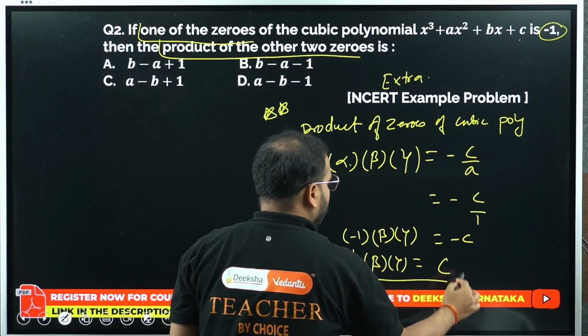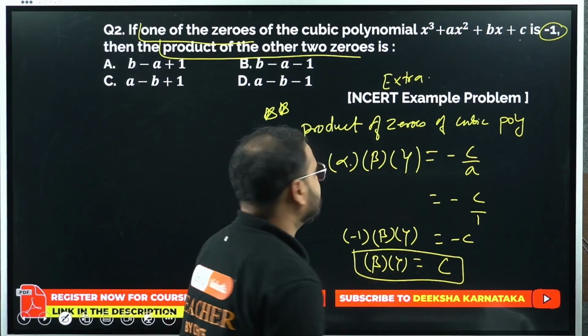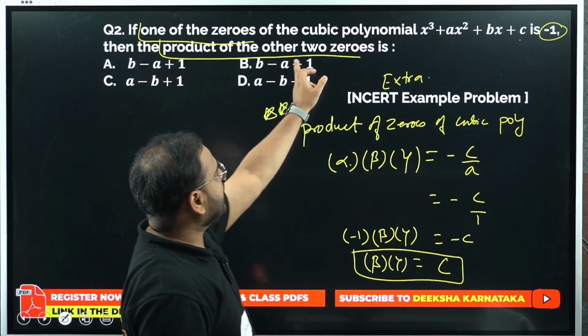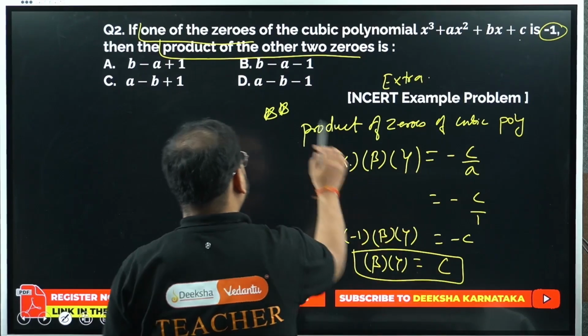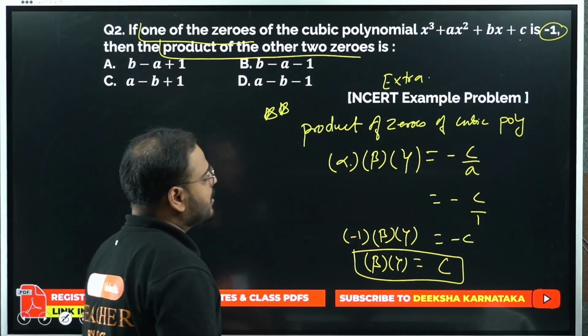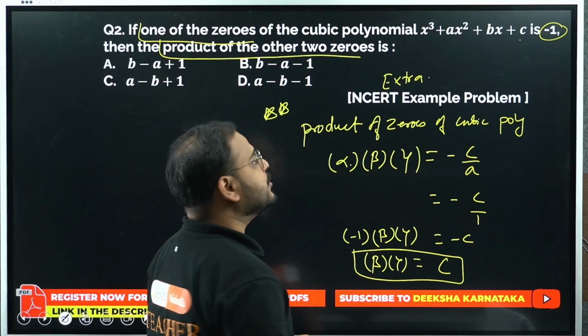So plus c. What are they asking us? Product of the two other zeros. So beta times gamma is c. Is this the answer? No sir, the answer is not this. Then we have to find the value of c in this case. How can we do that?